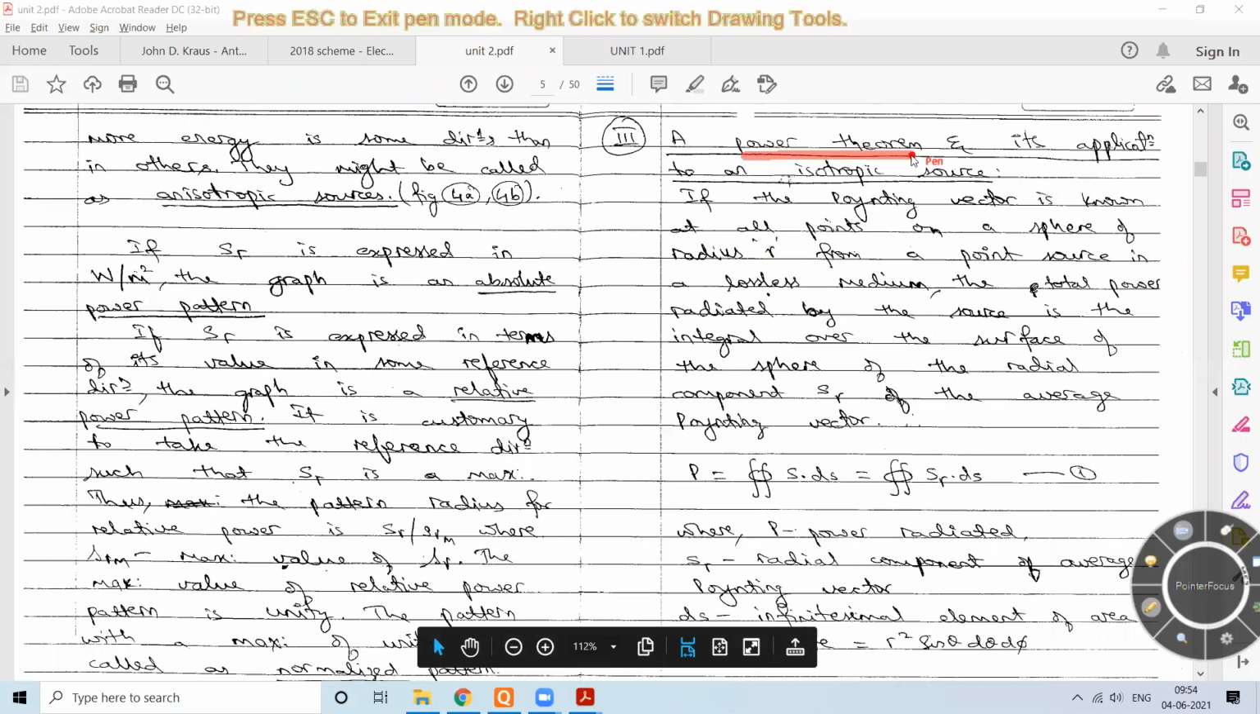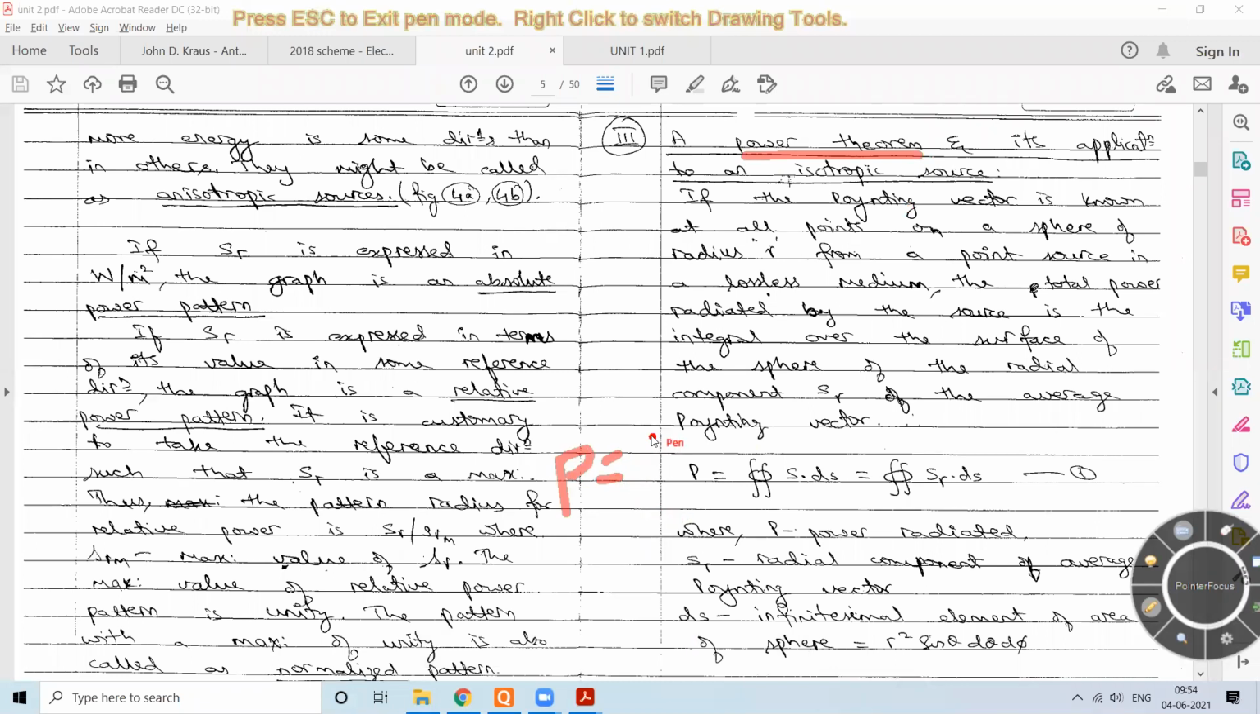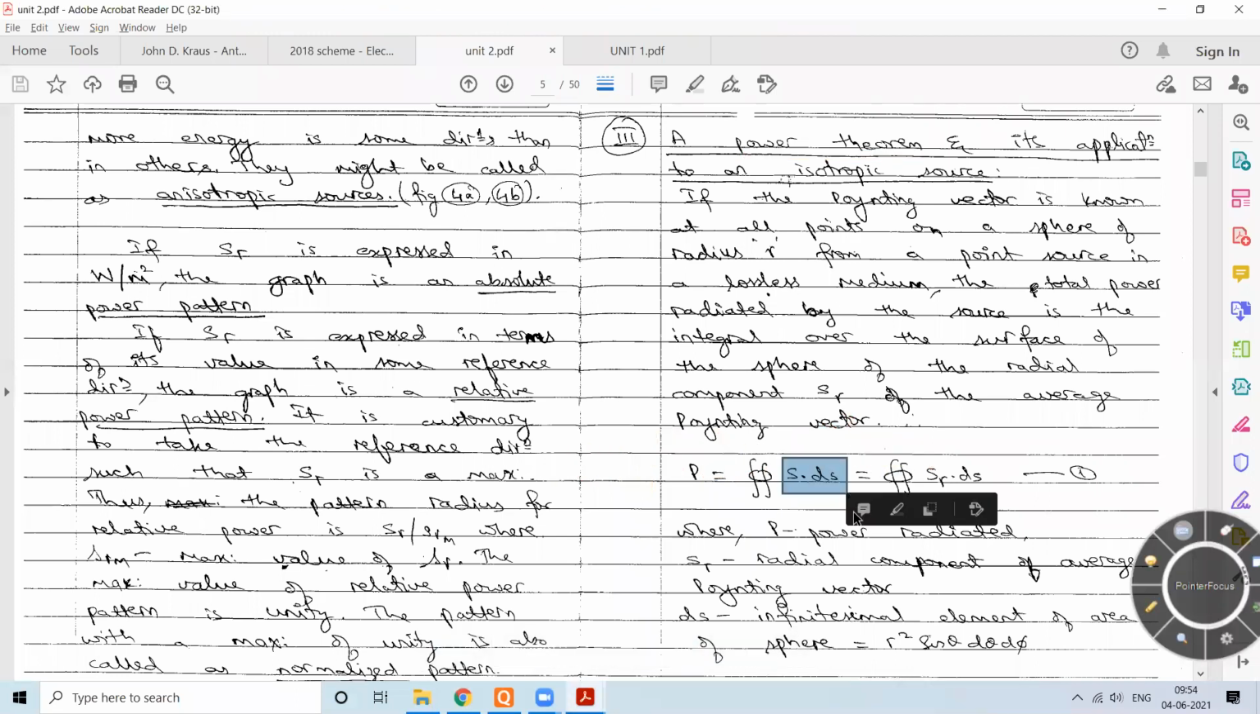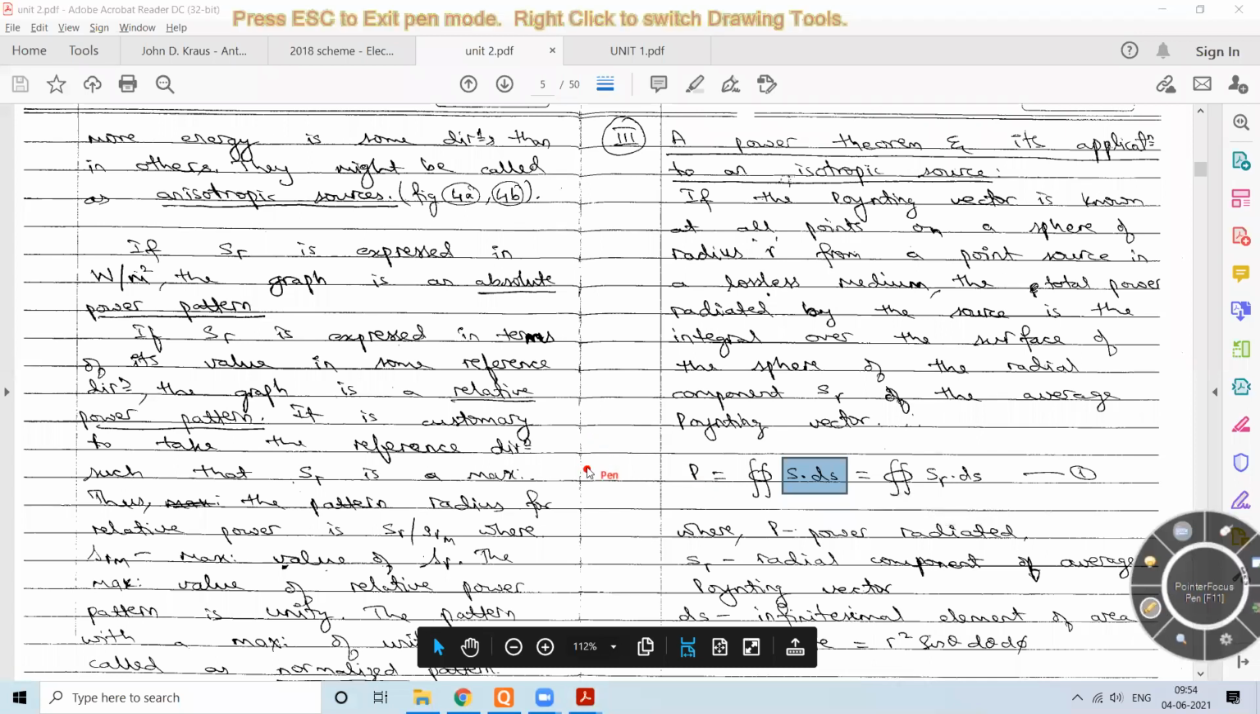Again, the power theorem gives you what? It gives you the total power which has been radiated by the antenna under consideration, and it is obtained by the double integration of the radiation intensity with respect to the solid angle d omega. Here it was S into dS, but this will be U with respect to d omega. So this was with respect to the surface. Here also it will be with respect to the surface itself, but you have to consider the solid angle representation.